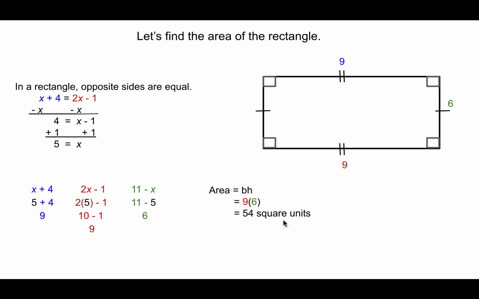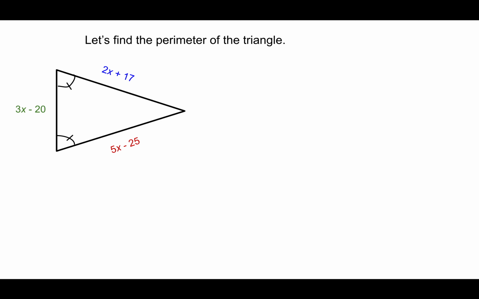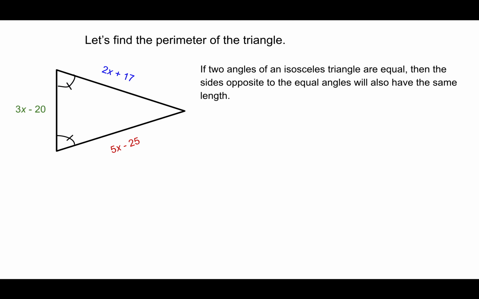Now let's find the perimeter of this triangle. So what do we know about it? Well, I notice that these angles are equal. So if these angles are equal, that means that the sides have to be equal in length, which makes it an isosceles triangle. So 2x plus 17 must equal 5x minus 25.